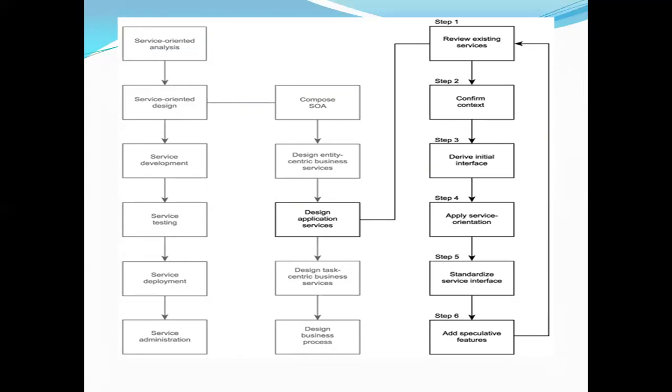So the first step is review existing services. Second, confirm context. Third, deliver initial interface. Fourth, apply service orientation. Fifth, standardize service interface. And sixth is add speculative features. So let us see one by one the steps involved in designing the application services.